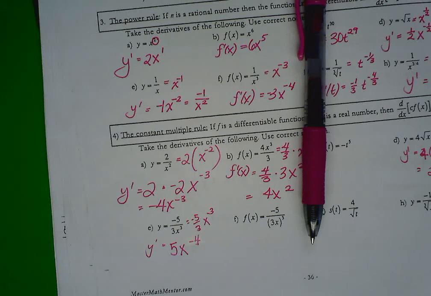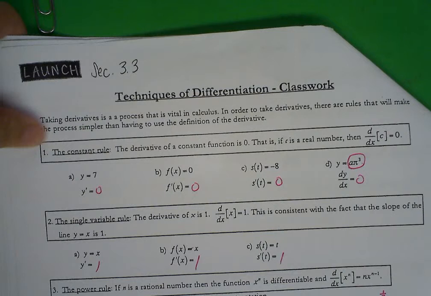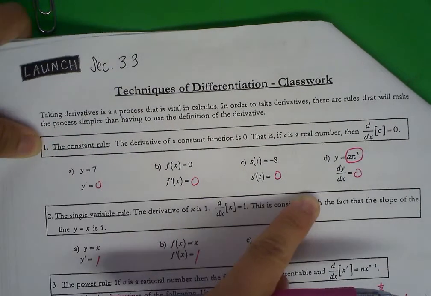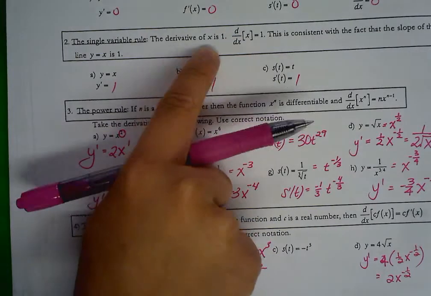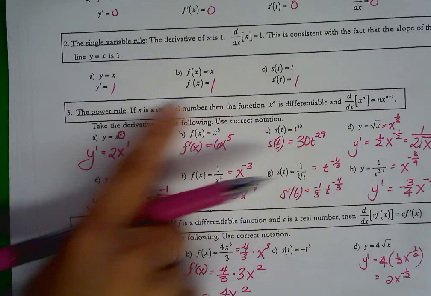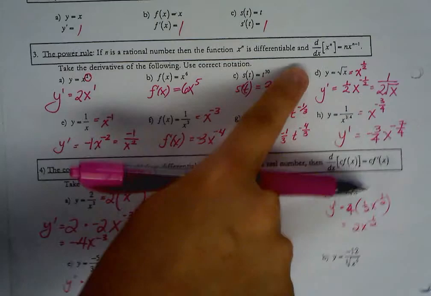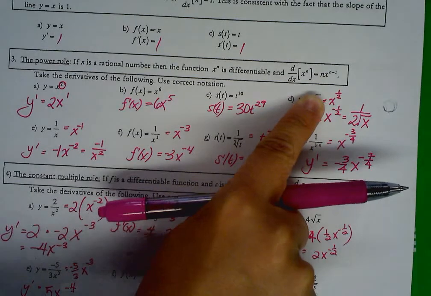Alright, so we're continuing techniques of differentiation 3.3. Classwork, yesterday we talked about the constant rule. The derivative of any constant is 0. The derivative of a single variable, the derivative of y equals x is 1. Okay, so there we go. The derivative of a power, x to the power is that power, you bring it to the front, times x to that power minus 1.